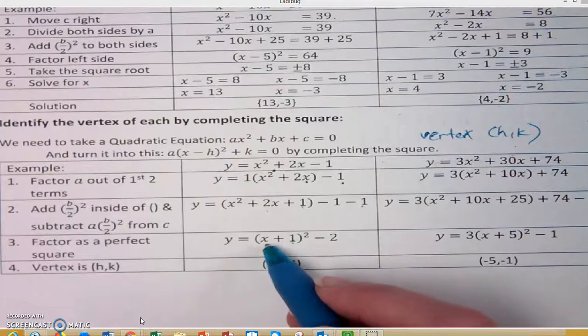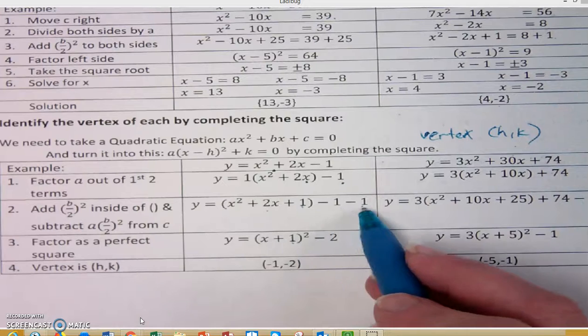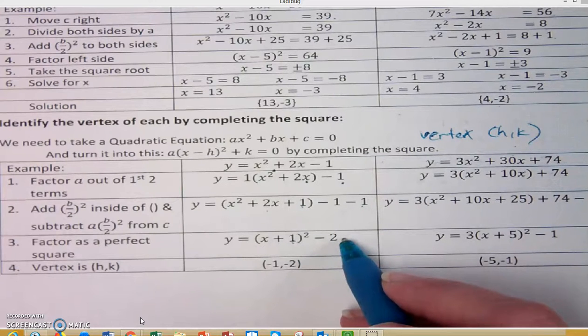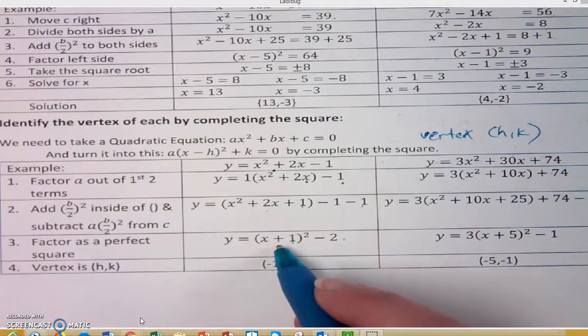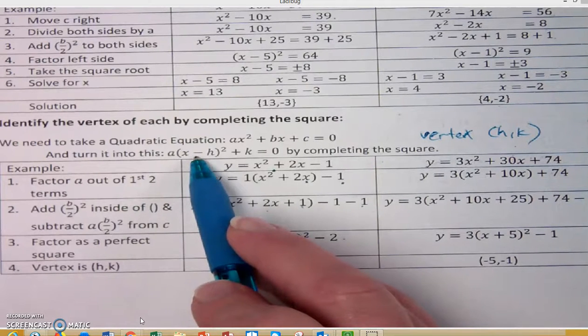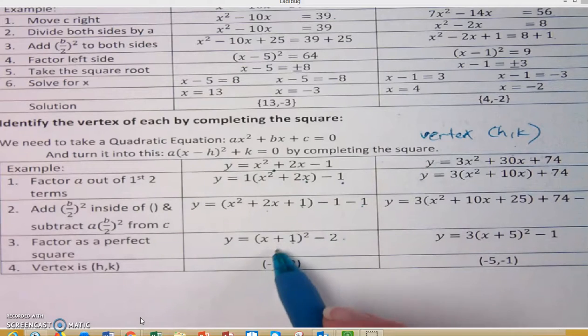So when I factor it, (x plus 1) squared, negative 1 gives me negative 2. So my vertex is going to be negative 1, negative 2. Because remember, our basic form is x minus h. So I'm going to have this plus, that means that's a negative 1. Minus a negative 1 gives you a positive.